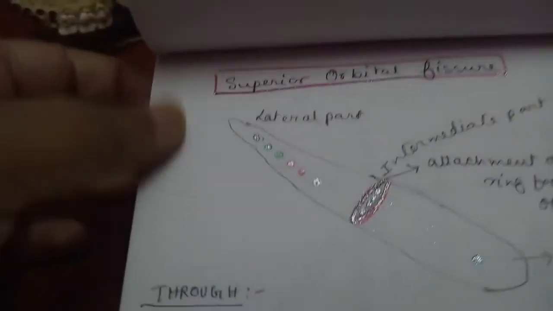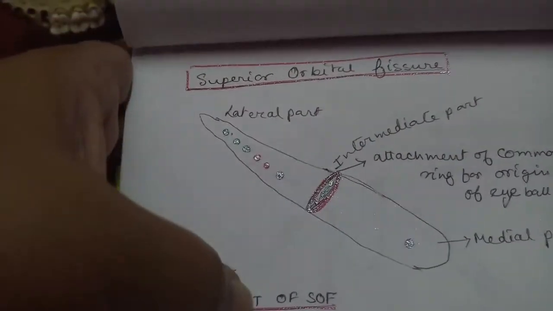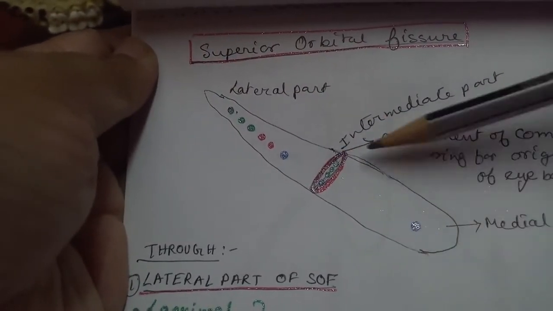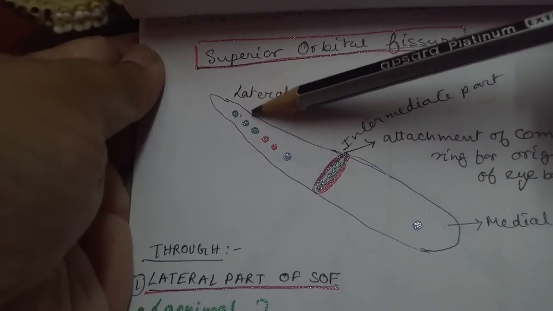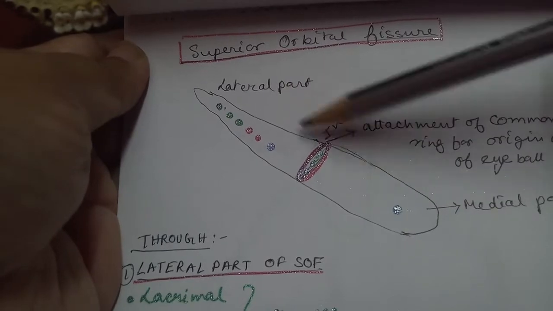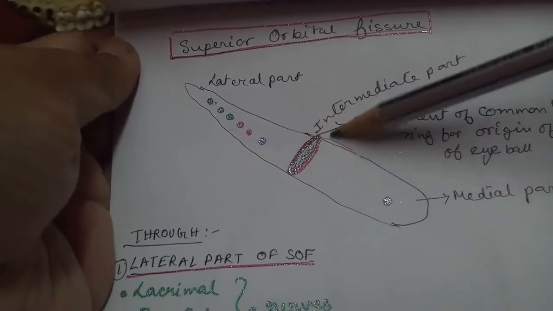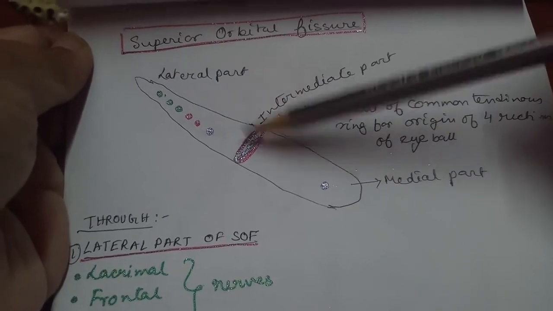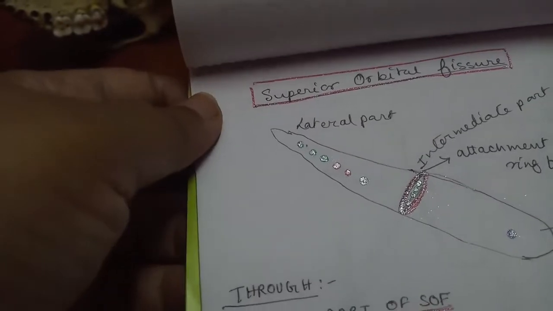So now, often you get a short note to write on this superior orbital fissure. Then you can write point-wise, with the help of a nicely drawn, labelled diagram, the structures which pass through this retort-shaped superior orbital fissure, which is divided into three parts by the attachment of the common tendinous ring for the origin of the four recti muscles of the eyeball, right? So now this is about your superior orbital fissure. We again go back to the original bone.